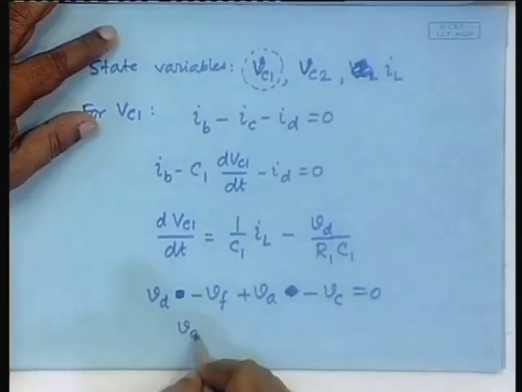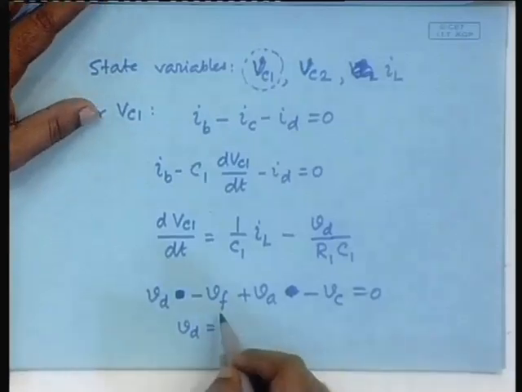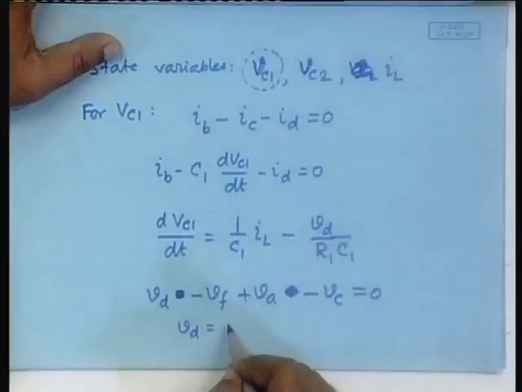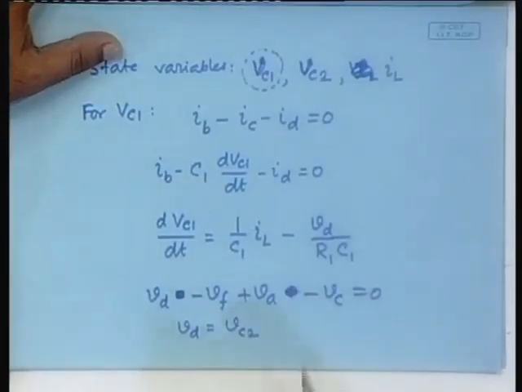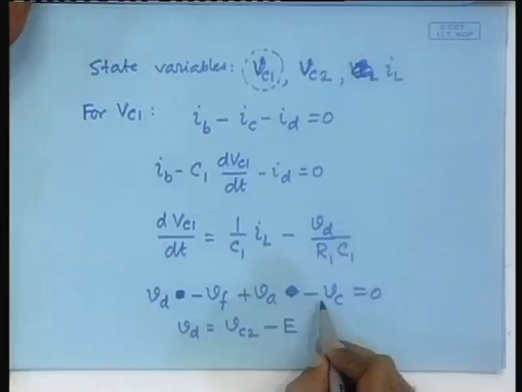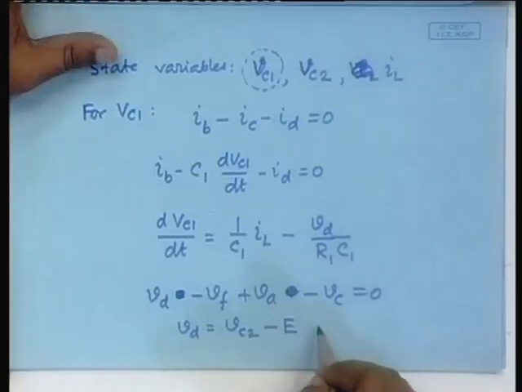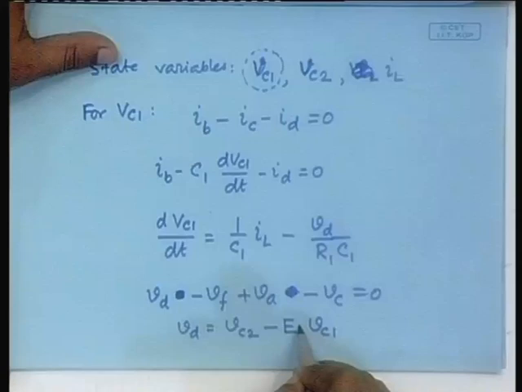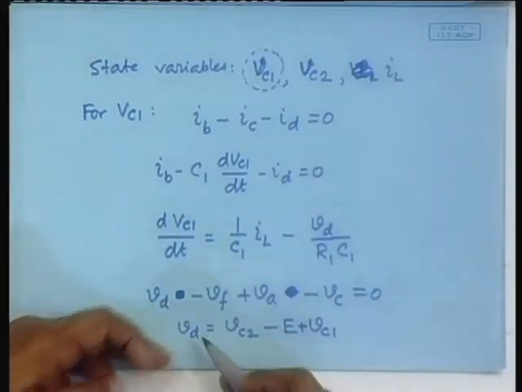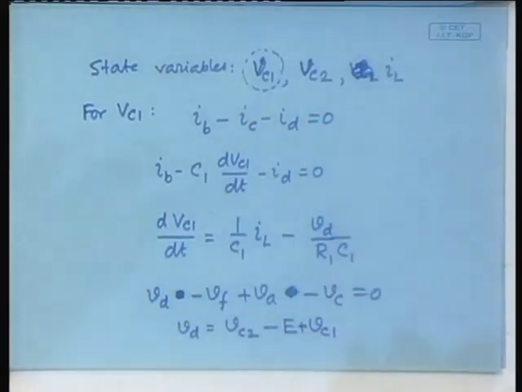That gives VD is equal to VF, yes, that is VC2, plus VA, which is E, it has gone to this side, and plus VC. So, you know all these, the right hand side are the other state variables. So, you simply substitute it here, you get the equation. Clear?